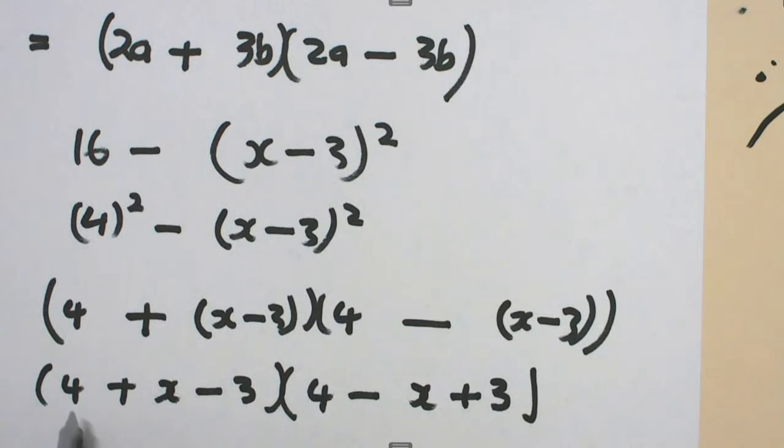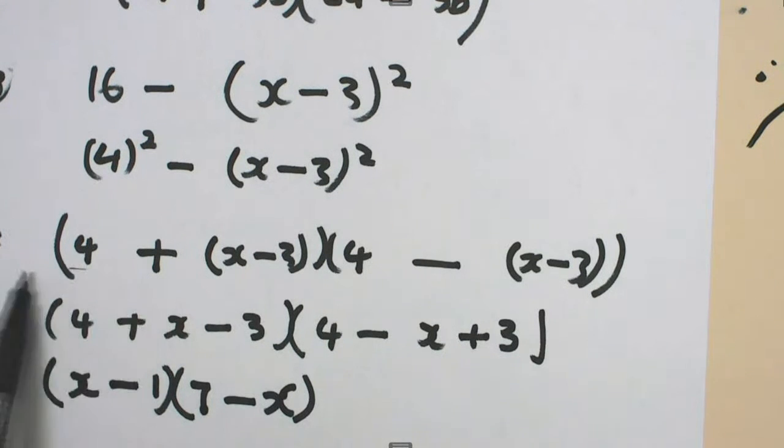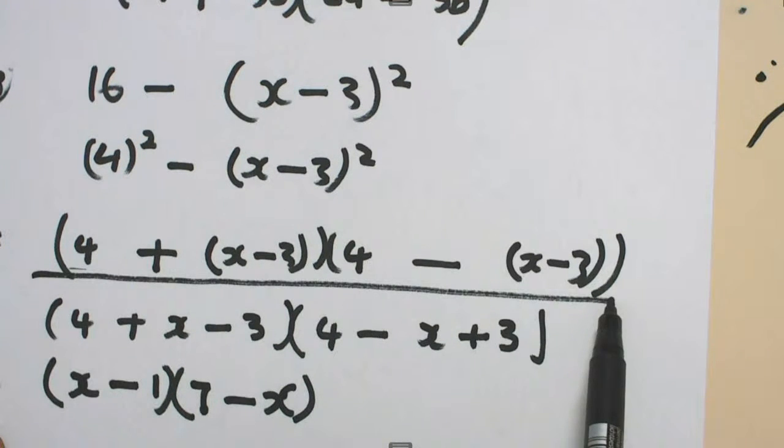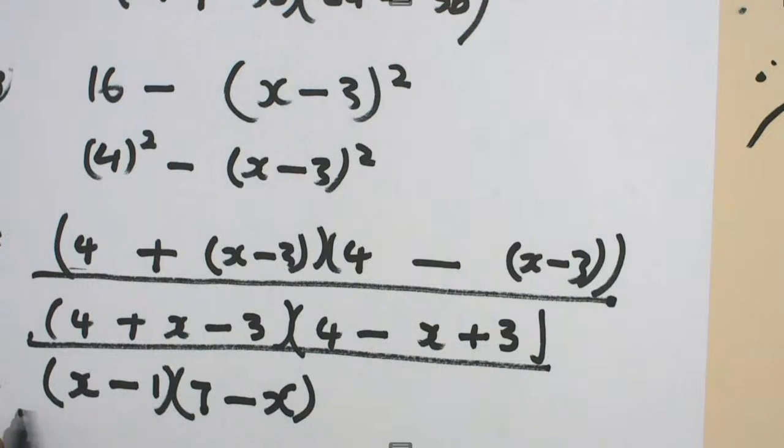And then we simplify inside the bracket. It will be (x minus 1) into (7 minus x). That is the factors. Remember, advise your learners, sometimes they leave the answer up to here. They can simplify inside there and go to this step and go to the last step.